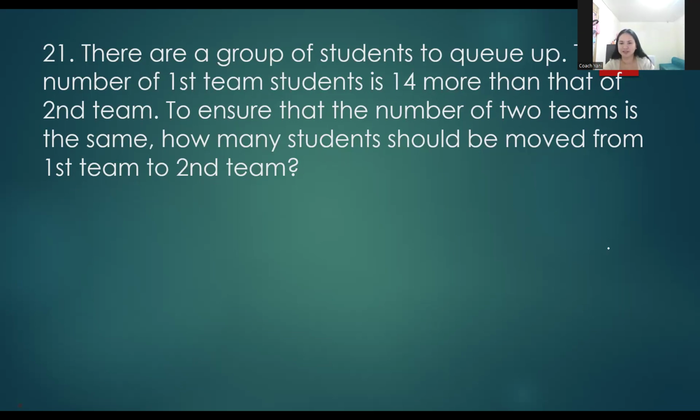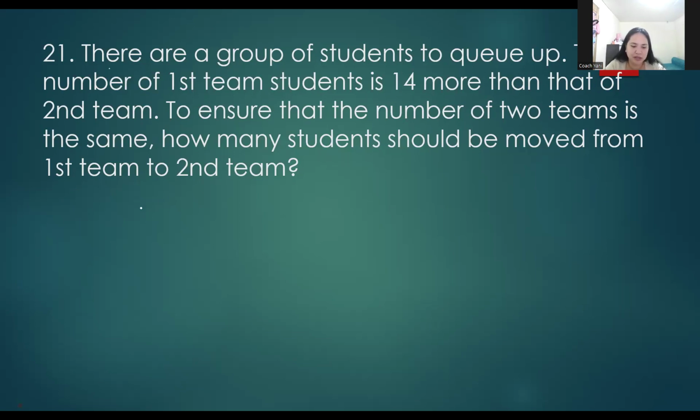Marcos, what's your answer? Wait, teacher, I will solve po. Okay, so I'll come back to you. How about Cedric? 7. Okay, everyone is saying 7. Okay, very good. So how would we solve this?